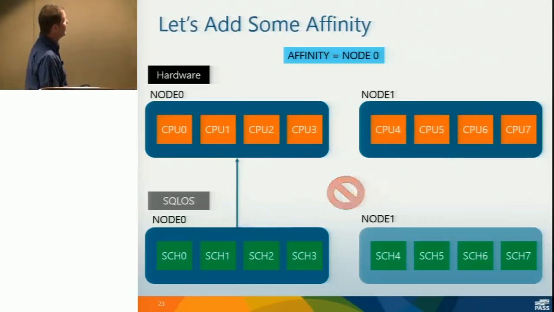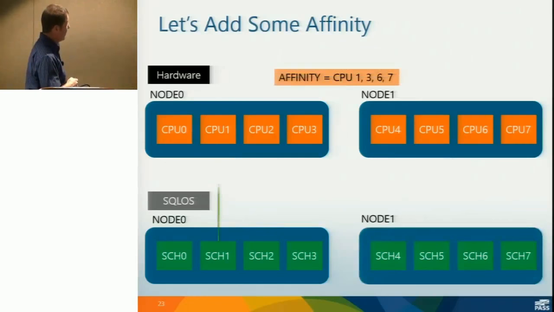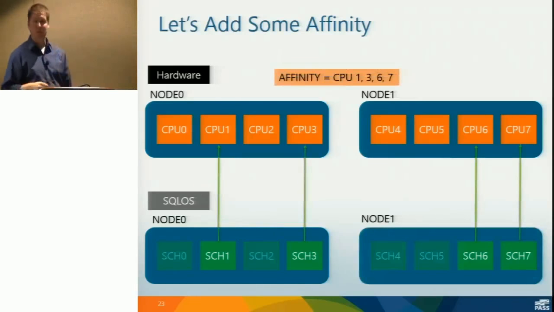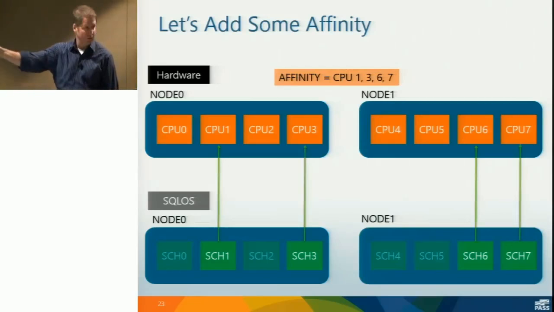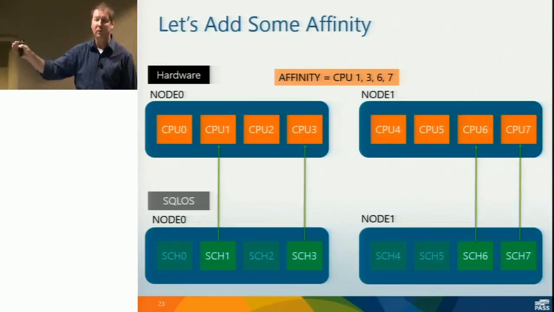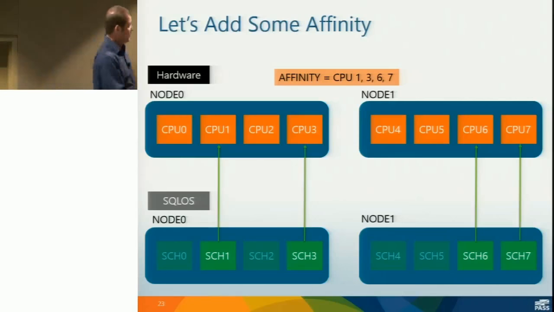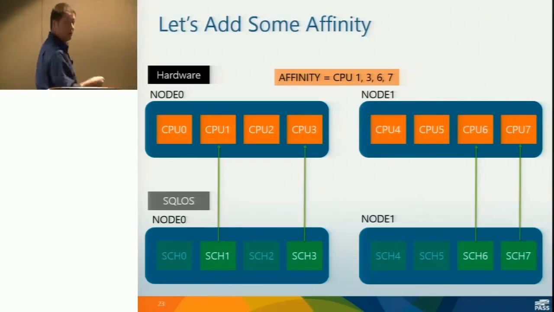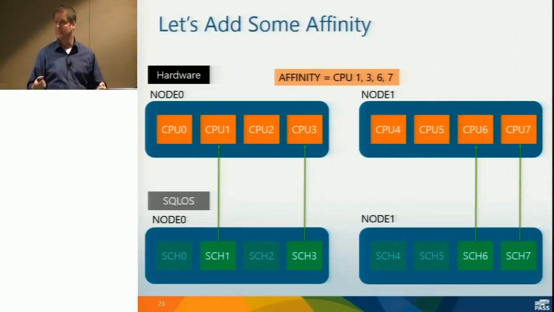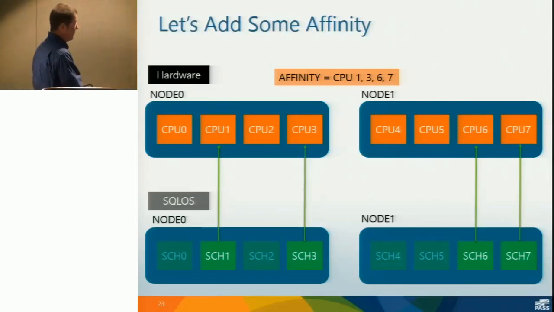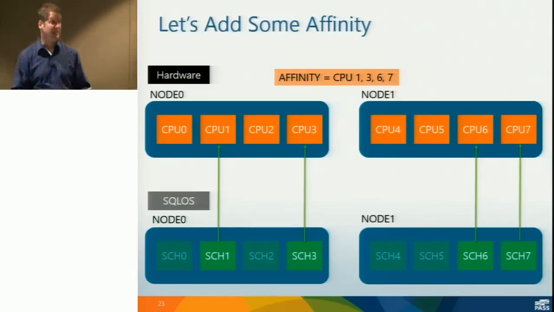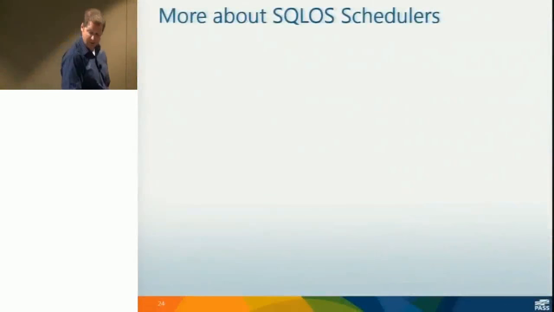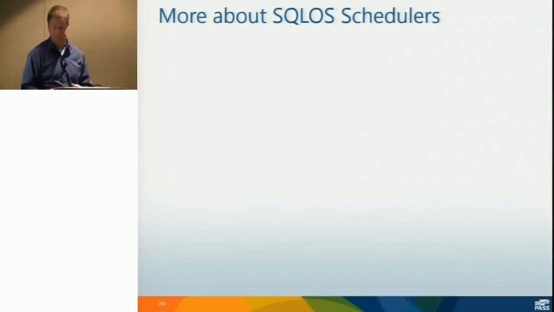Now, if you affinitize for specific CPUs, say in this particular case 1, 3, 6, and 7, what we do is turn off specific schedulers on these nodes and say don't run work there anymore, move their work to other schedulers that are online, and you affinitize with specific CPUs. So if your task is set to run on scheduler 1, you are going to run on hardware CPU 1. That's the concept. And if you were running on scheduler 0, which happened to be running on CPU 0, it is going to get moved to either scheduler 1 or scheduler 3 on this node. Does that make sense? That's how we do dynamic affinity. So I'm going to talk more about SQL schedulers, and then I'm going to do a demonstration.